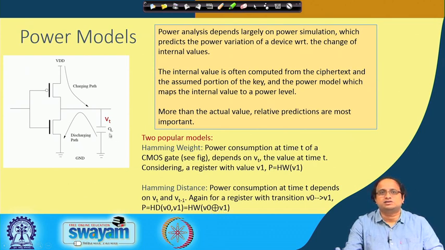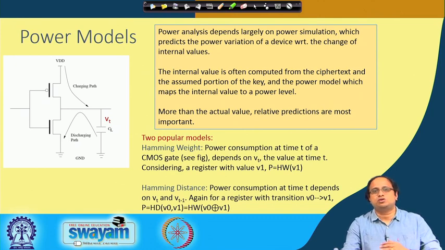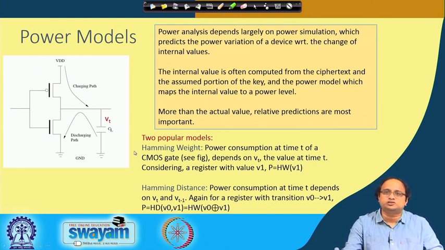So, in this case, the power consumption at time t depends not only on the current voltage, but also on the previous value of the voltage. That is probably more realistic, because when you are considering dynamic power consumption, you would expect that a Hamming distance model would estimate the power consumption more accurately.